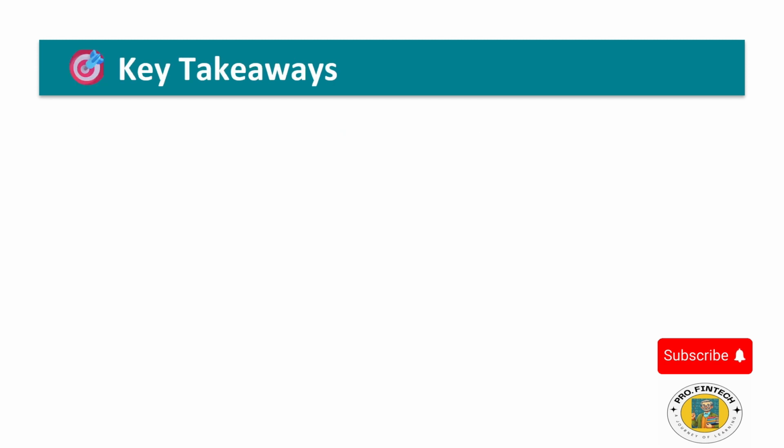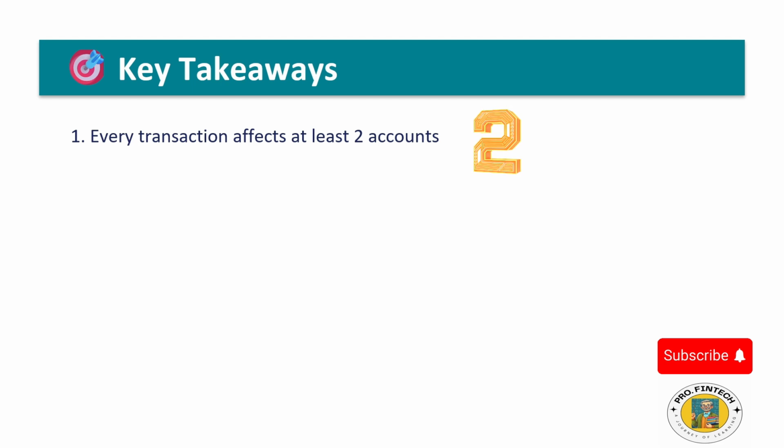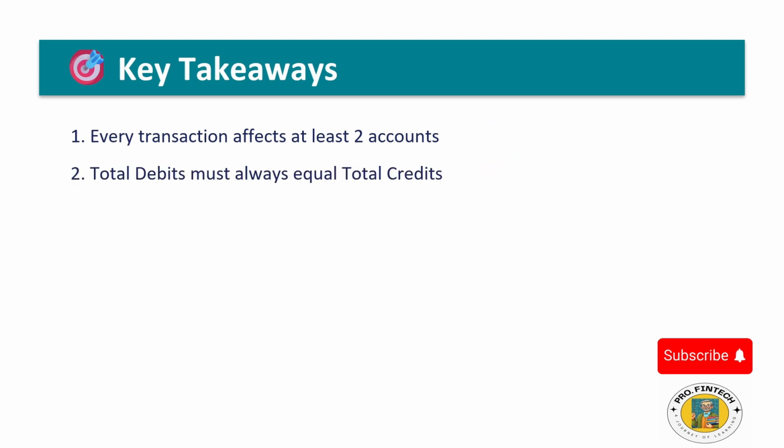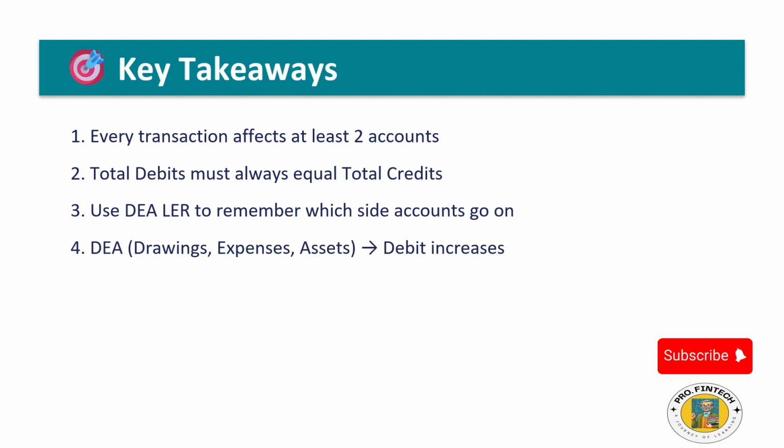Key takeaways. Let's recap the 6 most important things you learned today. Every transaction affects at least 2 accounts. That's the dual aspect concept. It's fundamental. Second, total debits must always equal total credits. No exception. This is the golden rule of accounting. Use DEA LER to remember which accounts get debited and which get credited. DEA loves debits, LER loves credits.